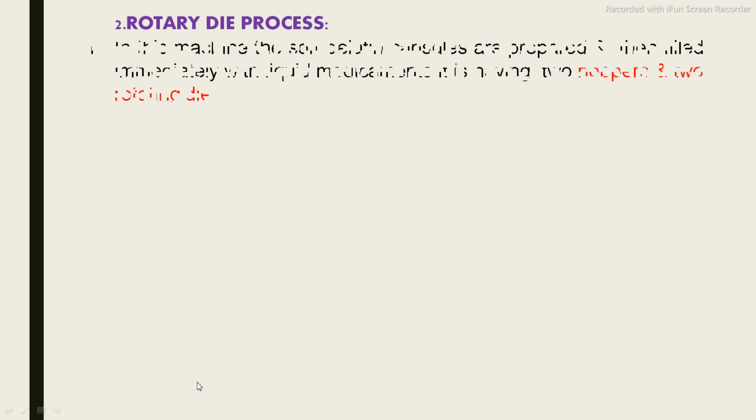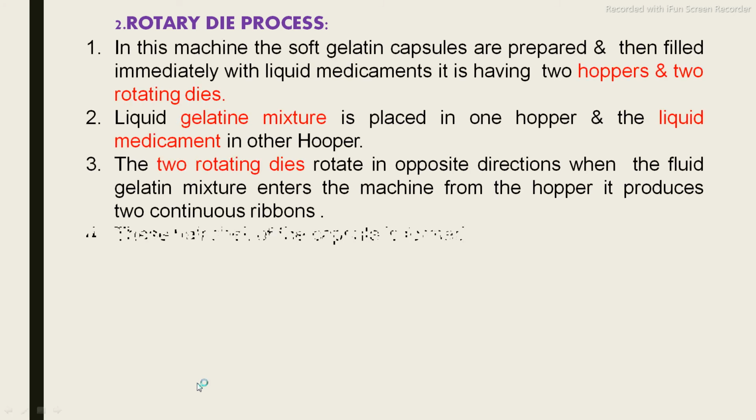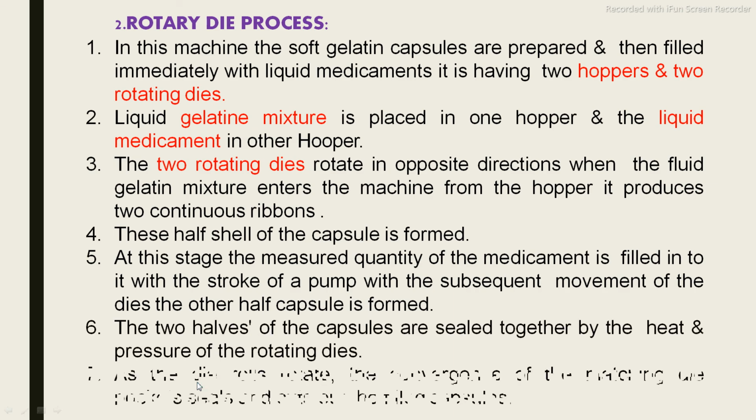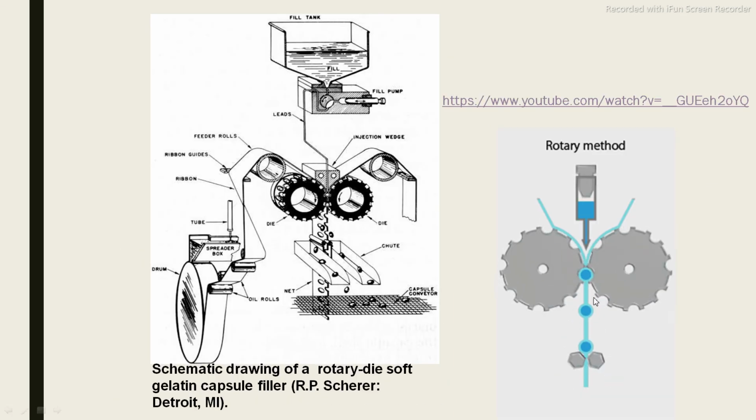The second one is the rotary die process. I will describe this process by using this animation. Here in this animation you can see there are two rotary dies, and each of these rotary dies has this type of pockets to prepare the capsule. The light bluish color is the first gelatin sheet, and this is the second gelatin sheet. Both of these gelatin sheets get filled at the center, and after filling, both get sealed by the rotary dies.